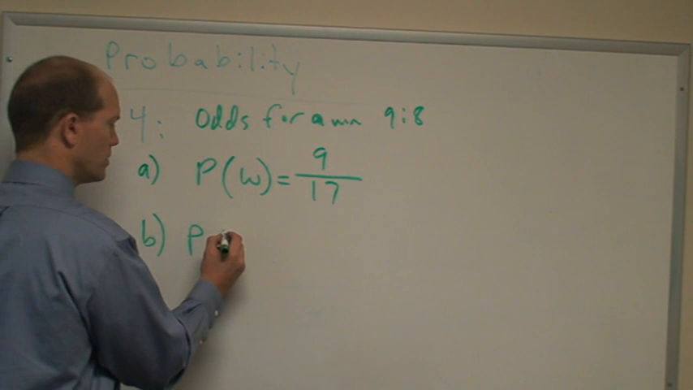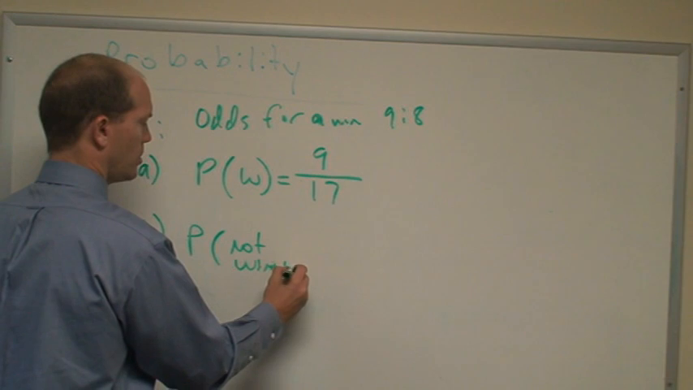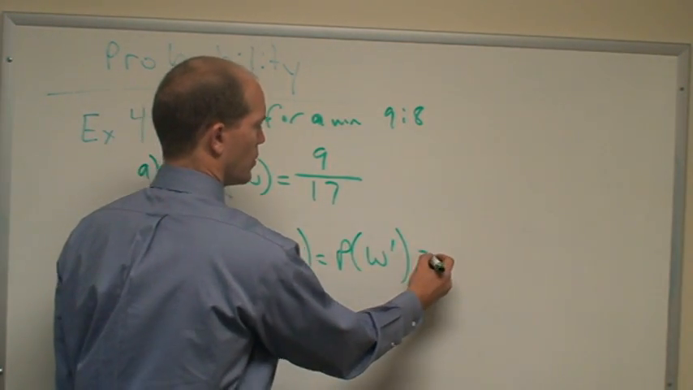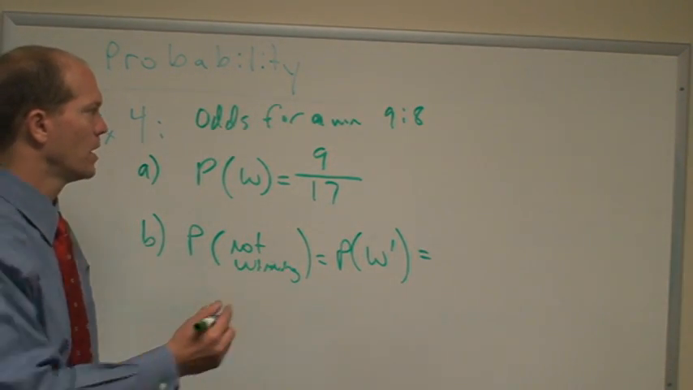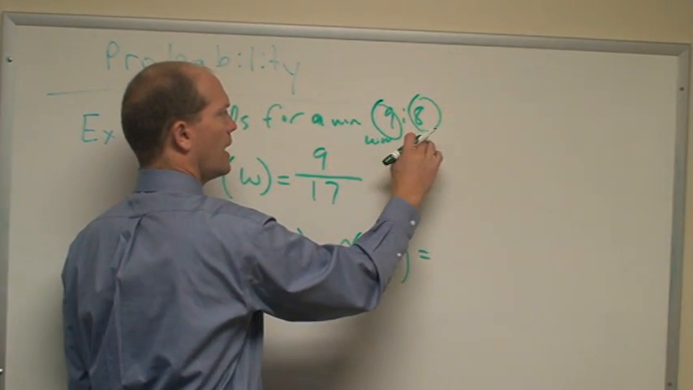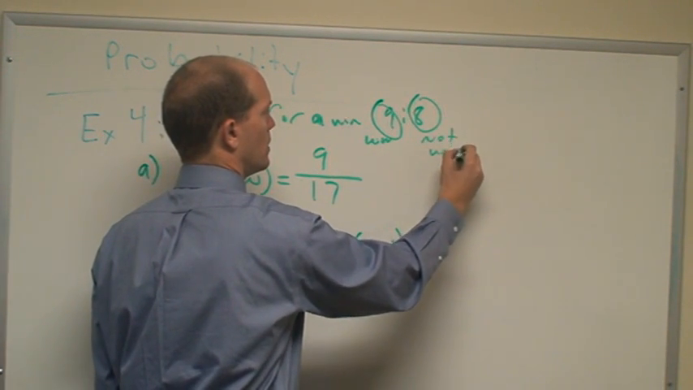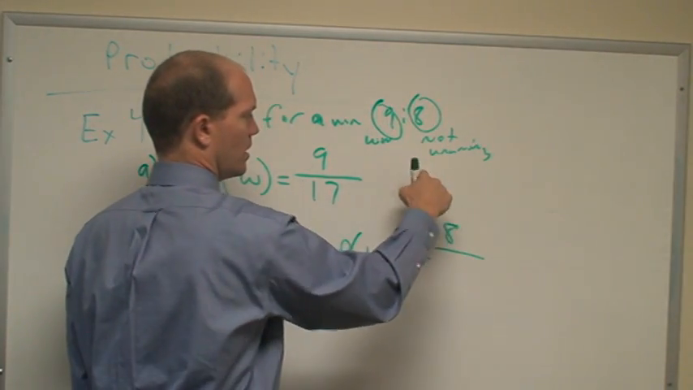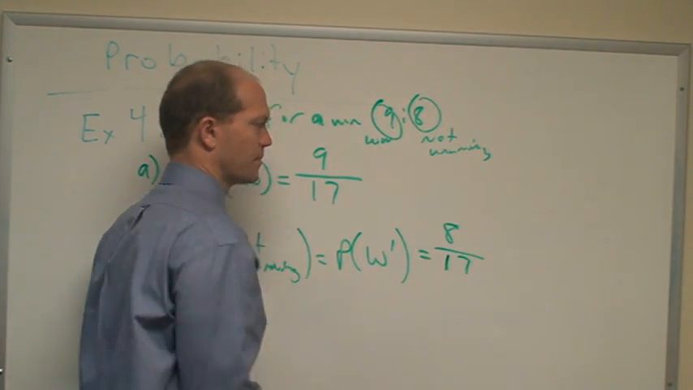Probability of not winning, when we talk about complements, we're recognizing that this is the complement of that situation, which we can denote like this. You'll see that in a minute on a different video. But the probability of not winning, well, for every 9 ways of winning, there were 8 ways of the other thing, in this case, not winning. So one way to do this is to recognize that the probability of not winning is the number of ways of not winning, 8, divided by the total, which is 17.